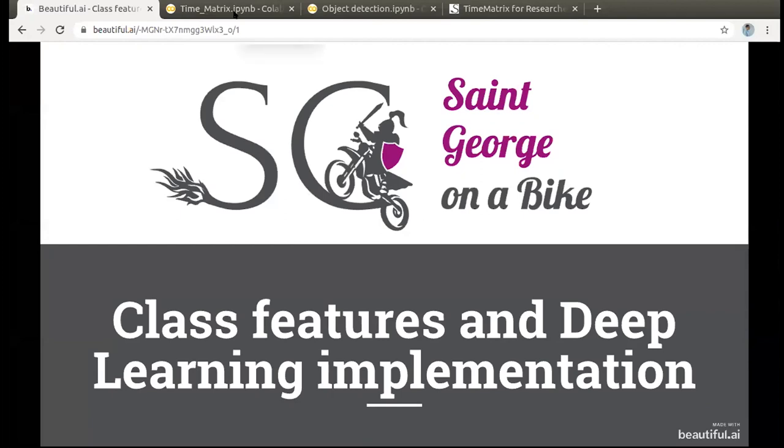So, class features and deep learning implementation. Kim already mentioned that we focused more or less on object detection, and we found some issues using pre-trained object detection models for cultural heritage. And we worked on classes, we worked on our own model, et cetera. And I will explain some of this in my presentation now.